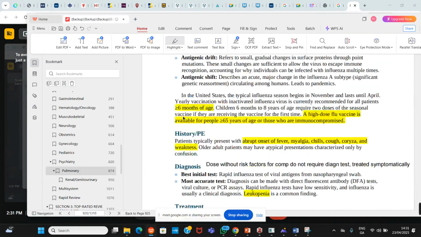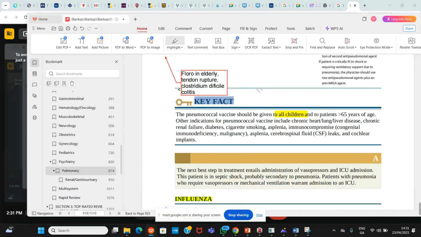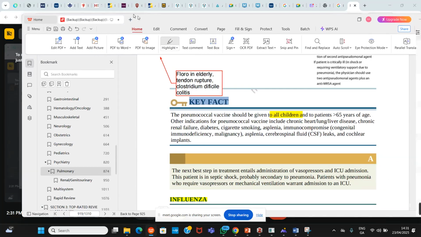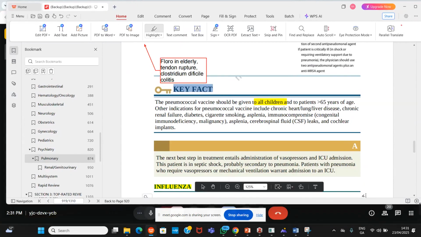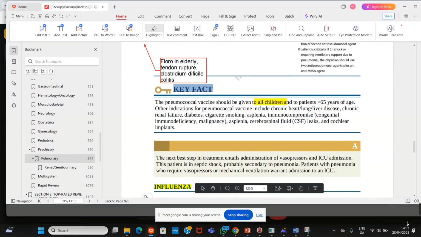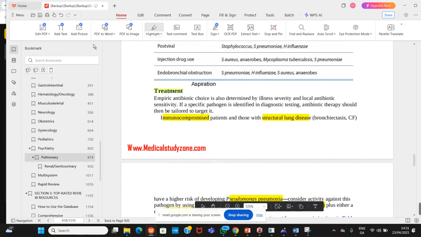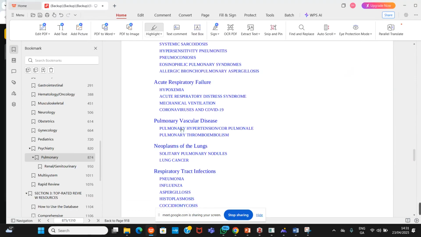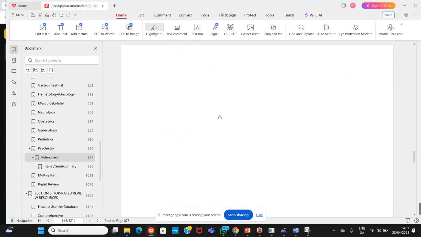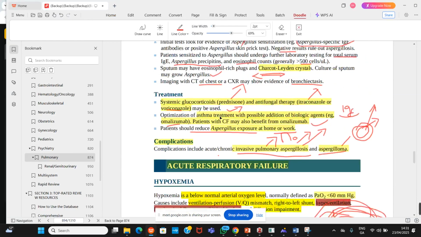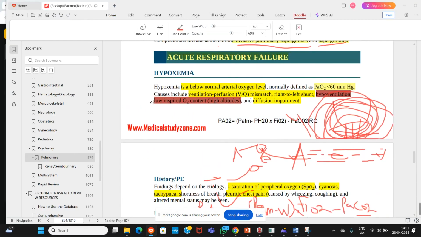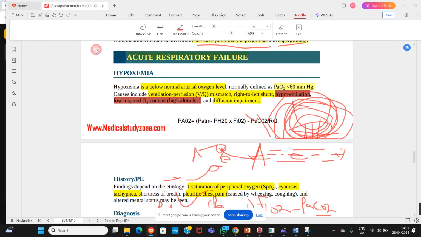Good day, everyone. We are going to continue our respiratory discussion today, and we are going to start with acute respiratory failure.